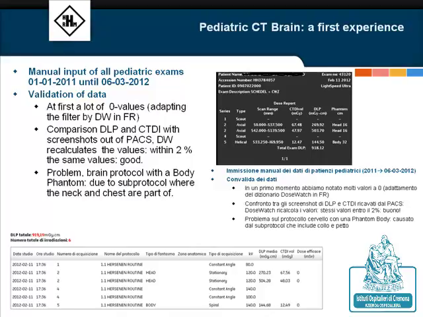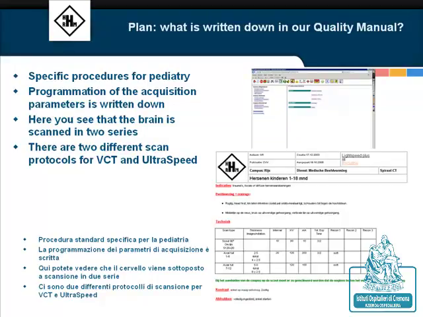That comes because DoseWatch recalculates the DLP out of the values in the DICOM header. But it's within 2%, so that's good. So, what is written down in our quality manual is that we have specific procedures for pediatrics. Thus, how things are done is written down here. We have every procedure and how we do it. And we see that we have 2 different scan protocols for our 2 CTs, which is not that good.